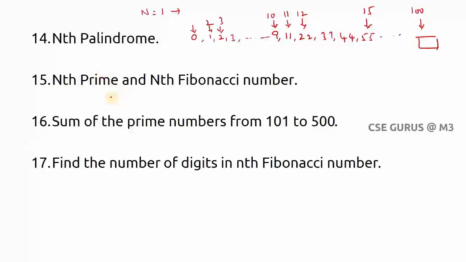What is the first prime number? 2. Second prime number 3. Third is 5. 7. Next 11, 13, 17, 19, like this. Now first is 2, second is 3, like this. So if I ask you what is the fifth prime number? 11. So like this, what is the 100th prime number? What is the answer? How to get that answer?